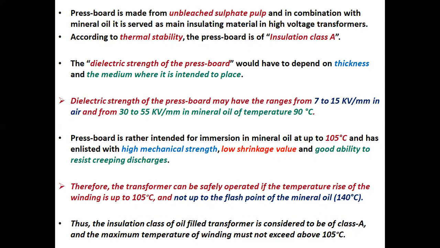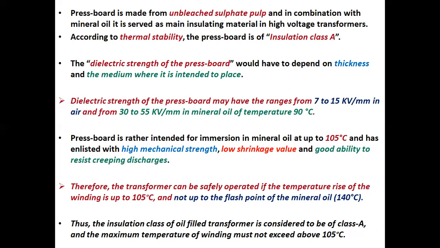According to thermal stability, the pressboard is of insulation class A. The dielectric strength of the pressboard depends on thickness and the medium where it is placed. Dielectric strength of the pressboard may range from 7 to 15 kV per millimeter in air and from 30 to 55 kV per millimeter in mineral oil at a temperature of 90 degrees centigrade. Pressboard is intended for immersion in mineral oil at up to 105 degrees centigrade and has high mechanical strength, low shrinkage value, and good ability to resist creeping discharges.